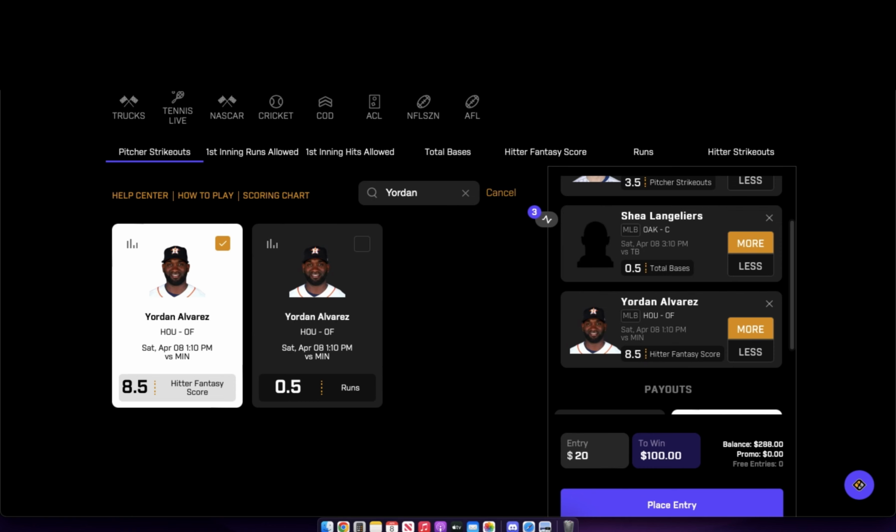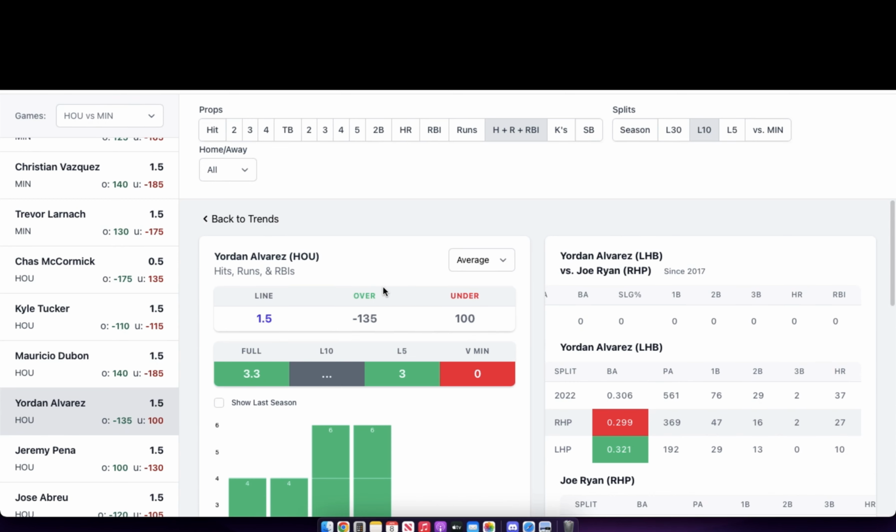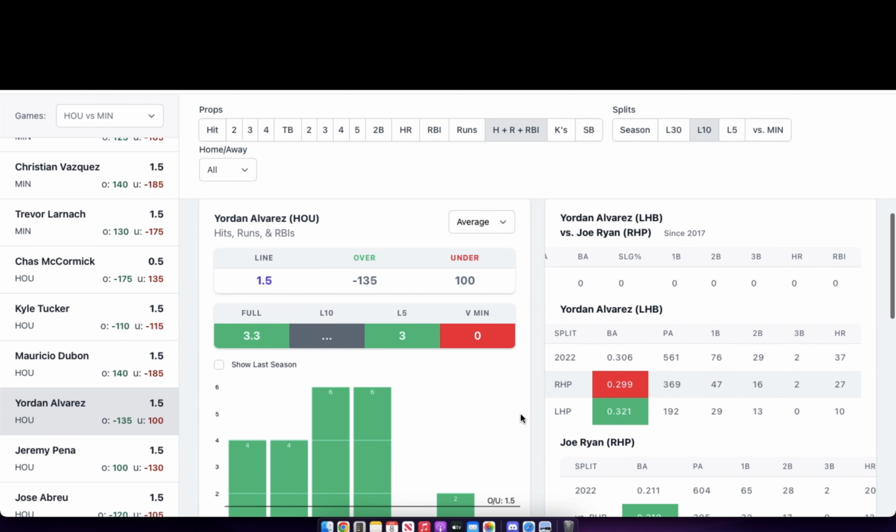And going back to props.cash real quick, this 1.5 hits, runs, and RBIs stands out to me because this could very well come in the form of a home run. He hits a home run, that's one hit. He scores a run, and he drives himself in if it's a solo shot. That's three hits, runs, and RBIs combined with a home run. So that stood out to me. The juice is heavily on the over for this prop. Makes me feel like there's something there. I'll go ahead and roll the dice.